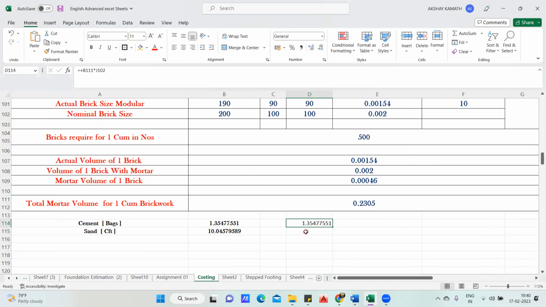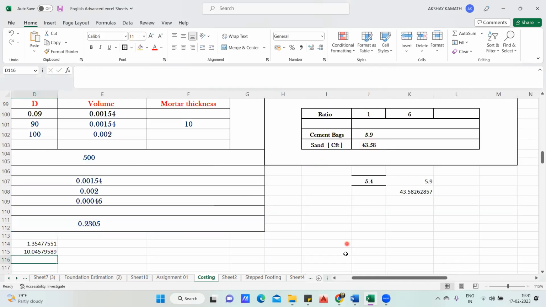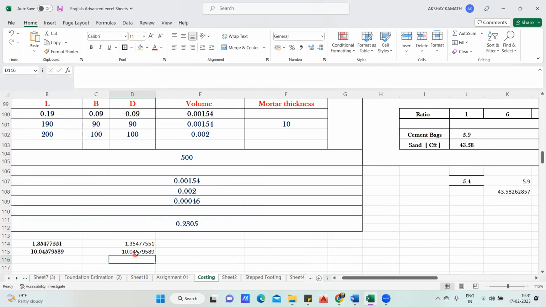Very simple. Similarly, sand. Sand for 0.2305 cubic meter, I'll multiply by sand 43.58. I'll get how much? 10.04 CFT of sand is required. You're getting my point, no?